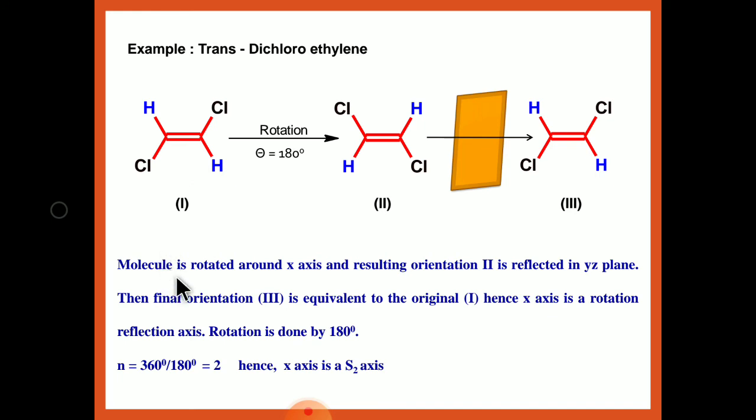So here the same explanation is given. The molecule is rotated around the x-axis, and the resulting second orientation is reflected in the YZ plane. Then the final third orientation is equivalent to the original one. Hence the x-axis is a rotation-reflection axis. Rotation is done by 180 degrees. So here n is equal to 360 degrees, the full rotation, divided by 180 degrees, so n is equal to 2. Hence the x-axis is an S2 axis.